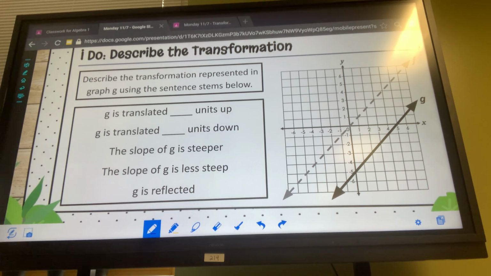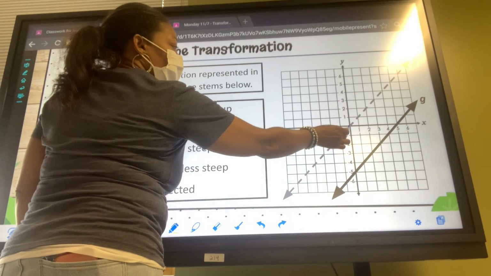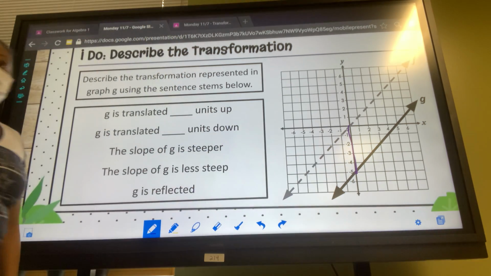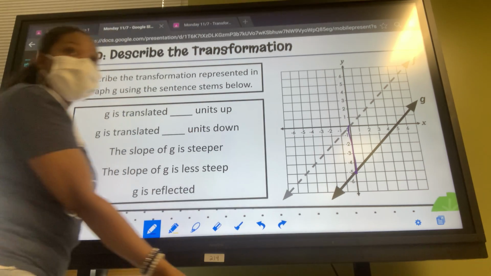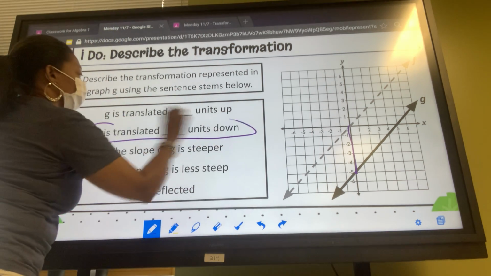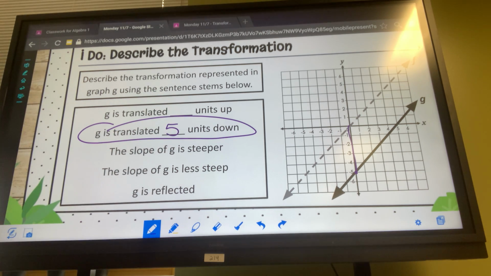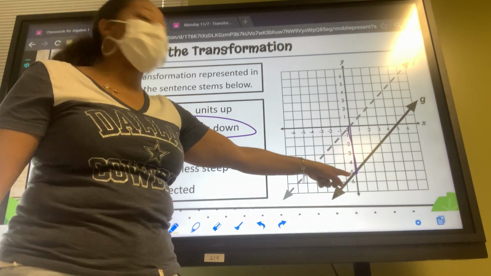It's the translation. Notice it went from 0 to negative 5. Also, a good hint is when they're parallel, then we know it didn't do any of this. If it's parallel, then it just had to slide left, right, up, or down. So if it's just parallel lines, then you know it's a translation. All this did was translate 5 units down. So there's the answer: G translated 5 units down, because it went from 0 in the y-intercept to -5.